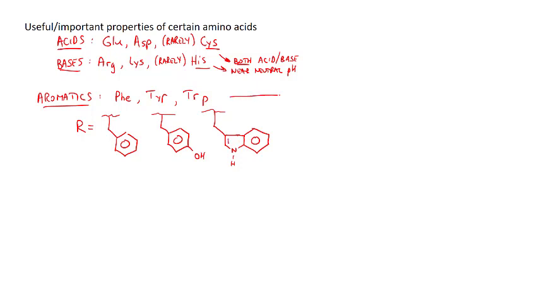So why do we care about the aromatics? The aromatics absorb UV light. So you'll recall that whenever anything absorbs light, there is a certain wavelength we call the lambda max, which is the wavelength of maximal absorption. That's the wavelength that it absorbs the most. And for most of these, that's right around 280 nanometers.